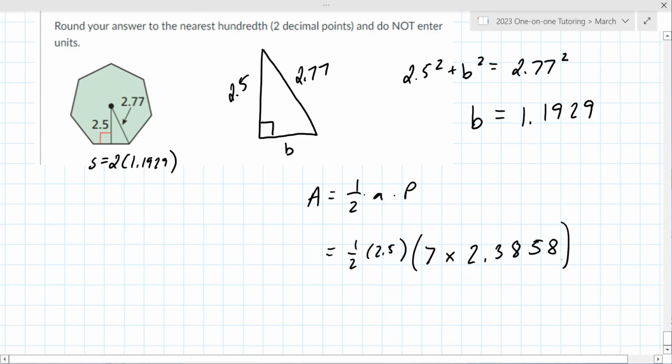Depends where you multiply by 2. If you do the rounded one, it's 2.3858. If you do the exact one, you get off in the 10,000ths place, but that's okay. Really not a big deal. 2.5 divided by 2. All right, so let me know what you come up with for this, rounded to 2 decimal places.